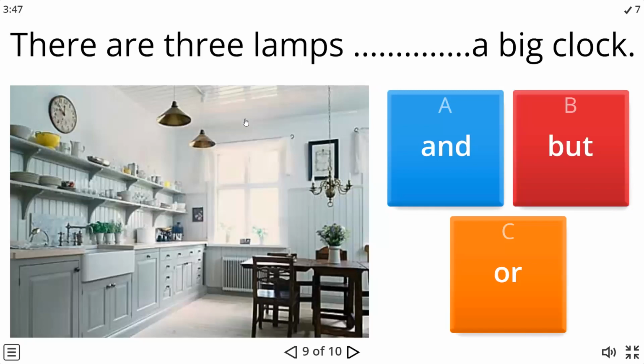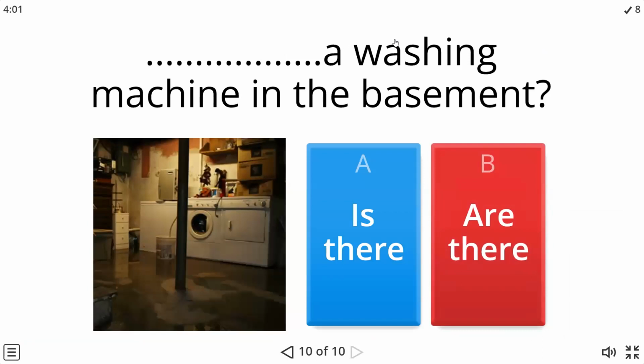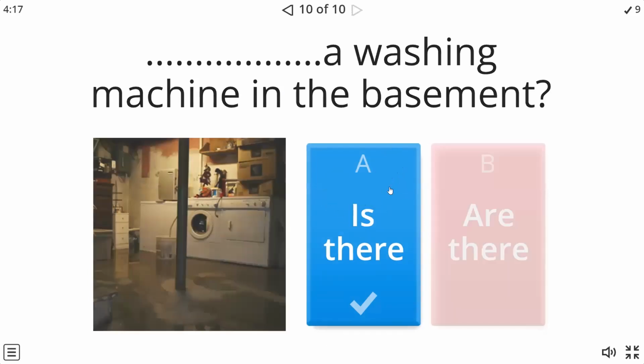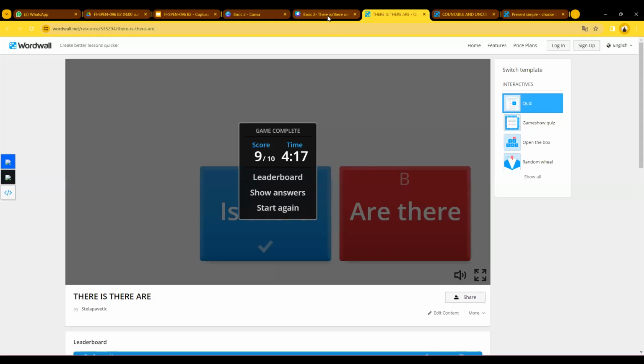Okay, in the next one we have, there are 3 lamps, a big clock. And a big clock, very good. And in the last one, my friends, we have a washing machine in the basement. Are there or is there? Is there. What is a washing machine? Lavadora. Exactly. Is there a washing machine in the basement? Very good. Excellent. So, let's go back to the presentation.